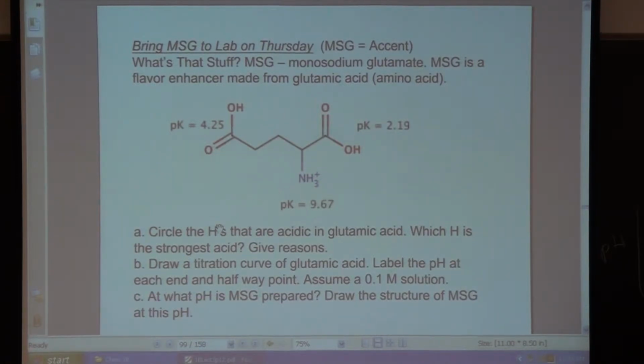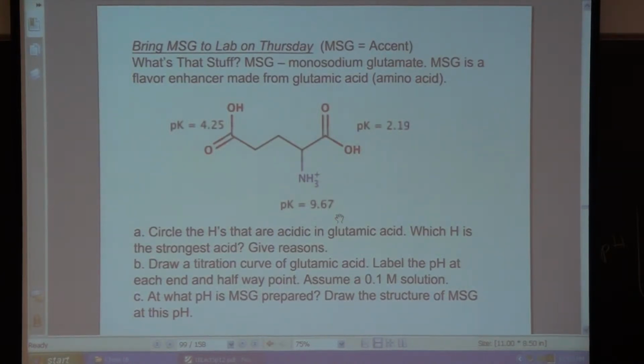It says circle the H's that are acidic in glutamic acid. So here's one of them here. Which were the other 2? Yeah, so here's the second one on the other acid group. And then the third one is the amino. So one of the hydrogens on this nitrogen is also acidic.